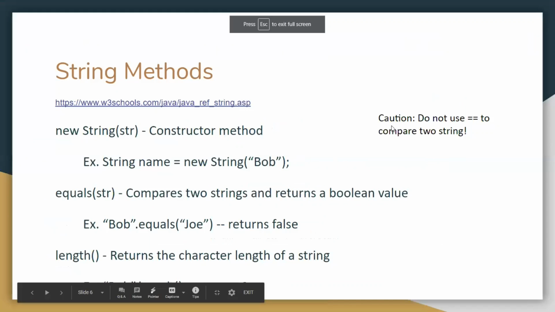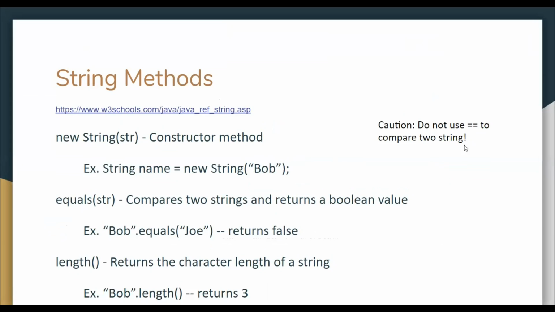So I put a caution here. Do not use the equals sign to compare two strings. As we mentioned from last class, when we compare two primitive variables, we can use the equals sign. For example, is 1 equal to 2? We would write 1 equals 2, and it will give a true or false value. However, this does not apply to strings. If you use the equals sign with two strings, it does not work as intended. So it is better to use the dot equals method.